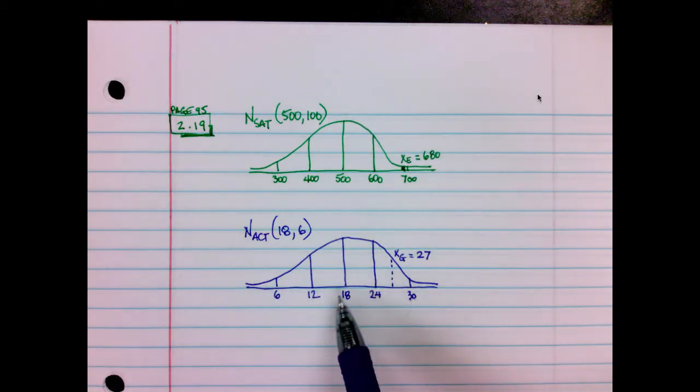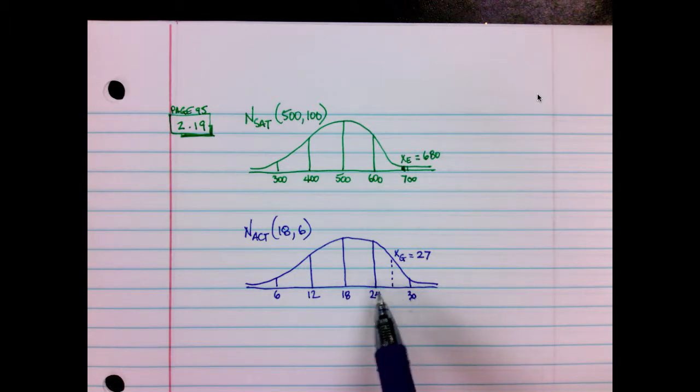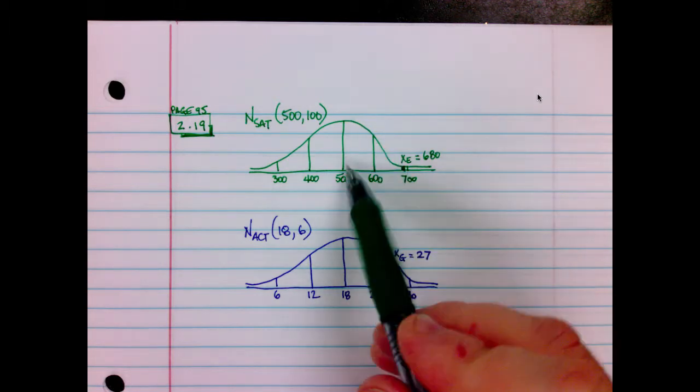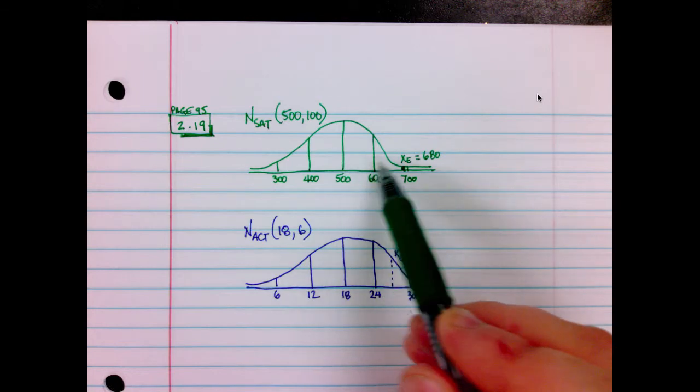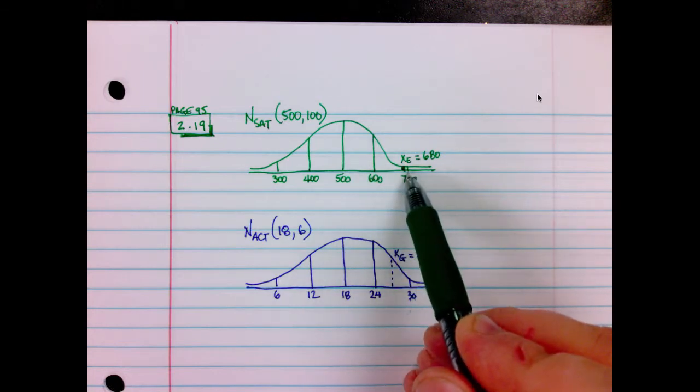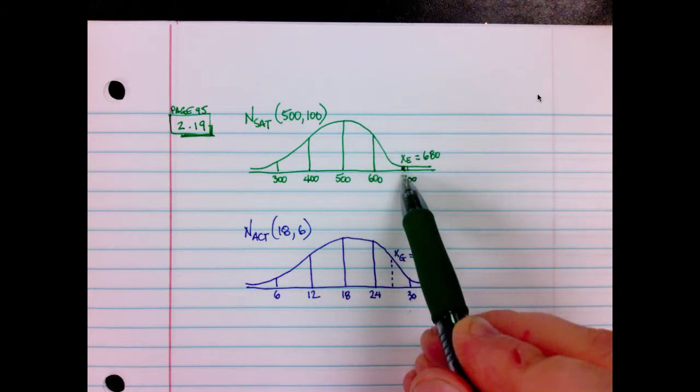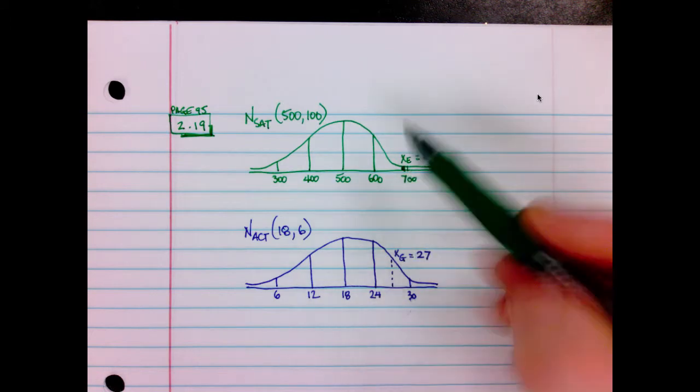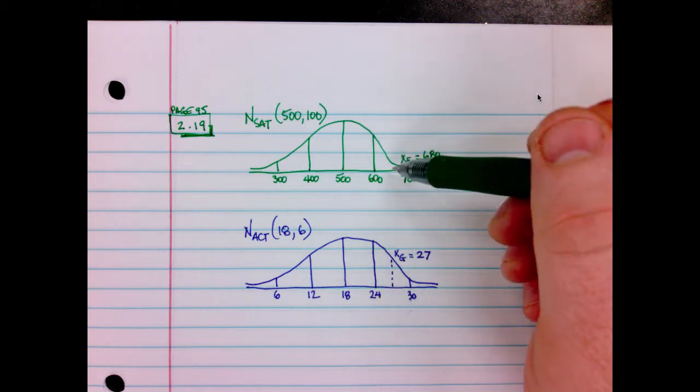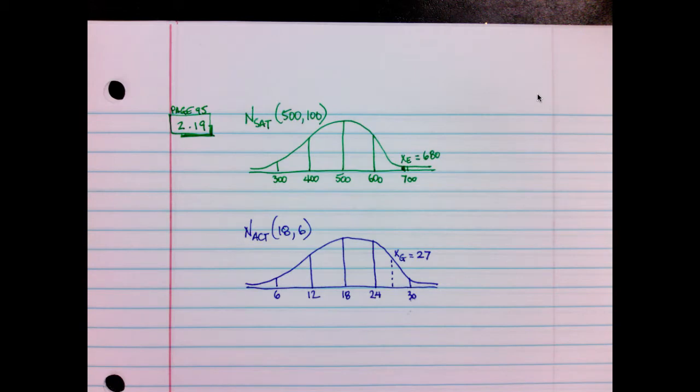Gerald is right in between 24 and 30. That means he is 1.5 standard deviations from the mean. And if we look at Eleanor's score, she is almost 2 standard deviations. She is right below 2 standard deviations. She's above 1.5 standard deviations. She did a little bit better.